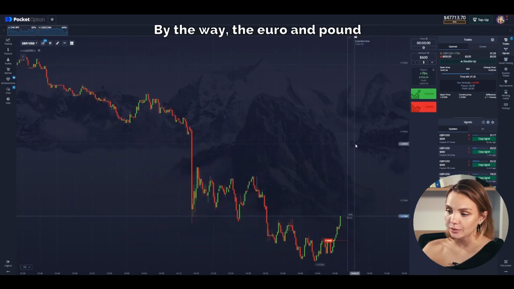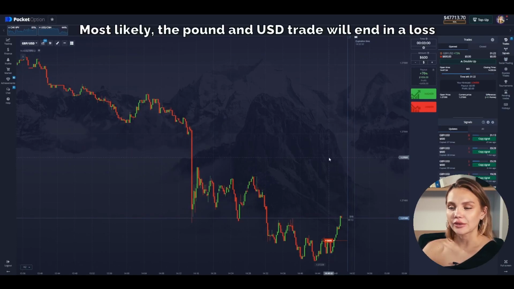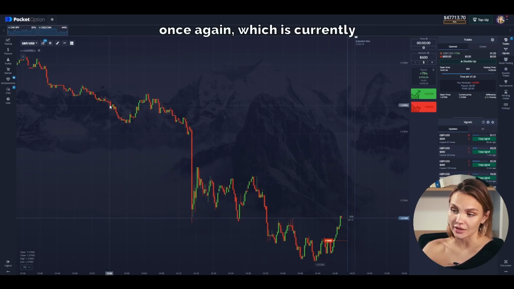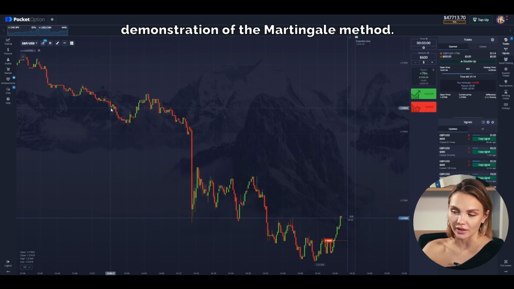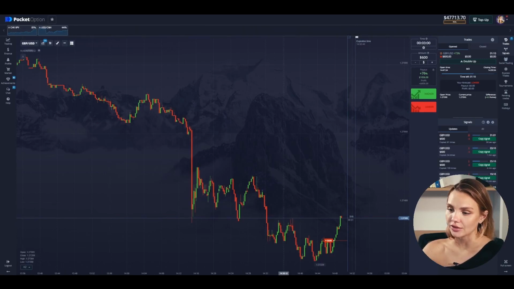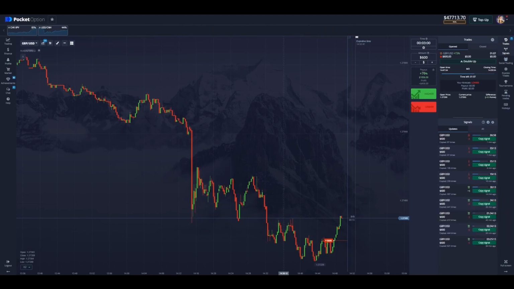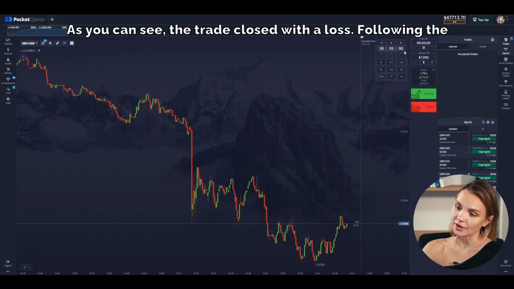By the way, the Euro and Pound trade concluded with a profit. Most likely, the Pound and USD trade will end in a loss once again, which is currently an exciting prospect as it will provide a practical demonstration of the martingale method. There is about a minute left until this trade's conclusion, so let's wait for the outcome. As you can see, the trade closed with a loss.